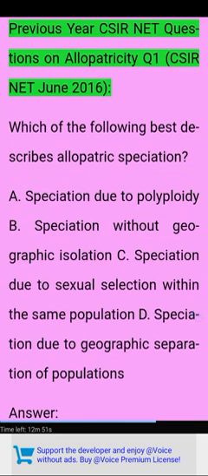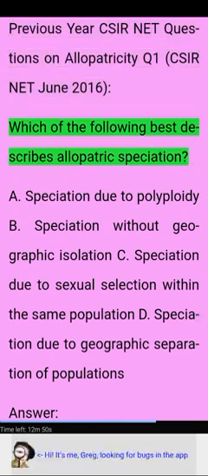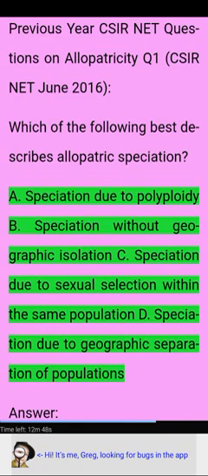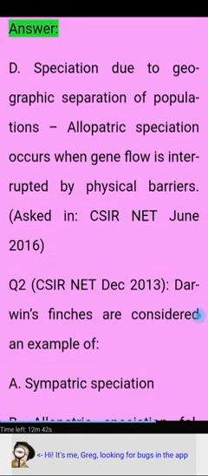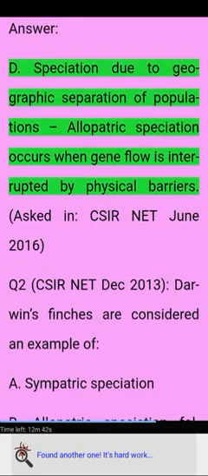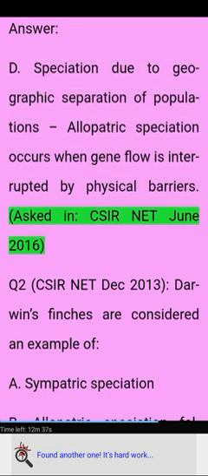Previous year CSIR-NET questions on allopatricity. Q1, CSIR-NET June 2016. Which of the following best describes allopatric speciation? A, speciation due to polyploidy. B, speciation without geographic isolation. C, speciation due to sexual selection within the same population. D, speciation due to geographic separation of populations. Answer: D, speciation due to geographic separation of populations. Allopatric speciation occurs when gene flow is interrupted by physical barriers. Asked in CSIR-NET June 2016.